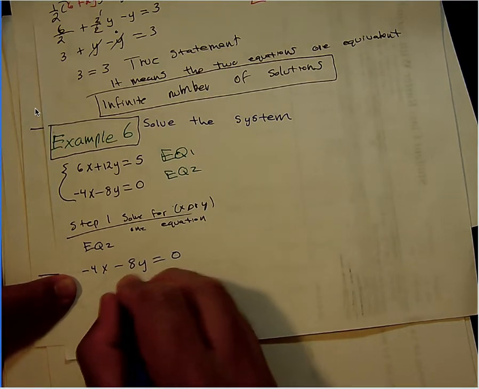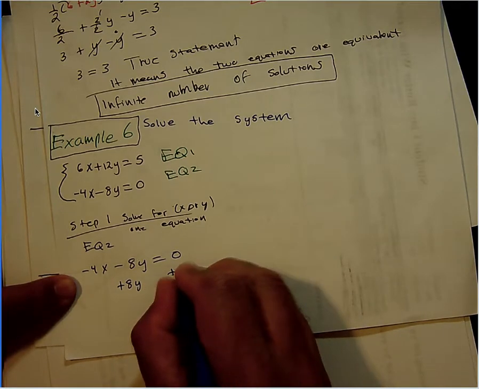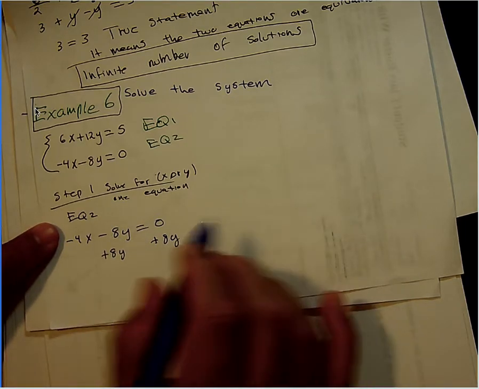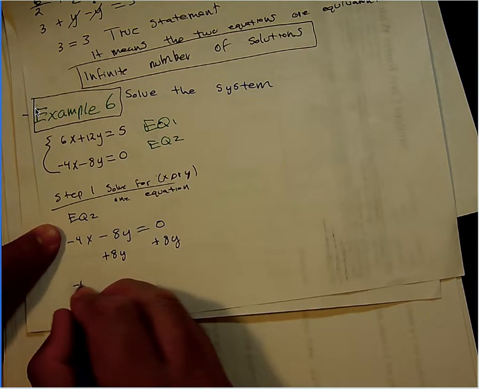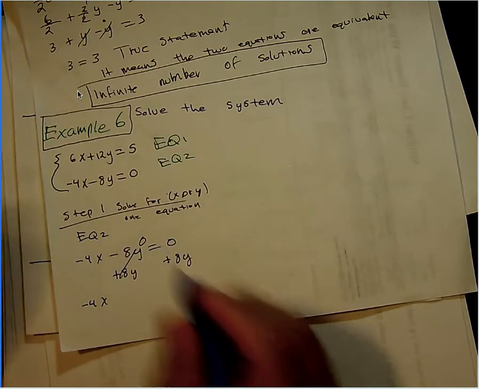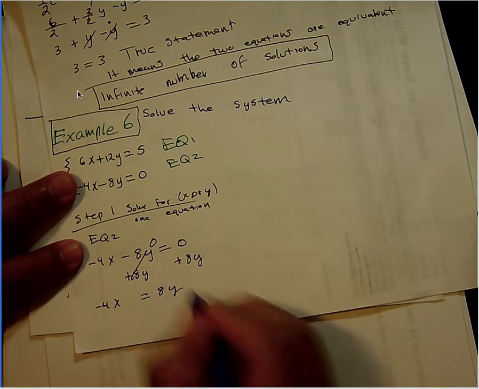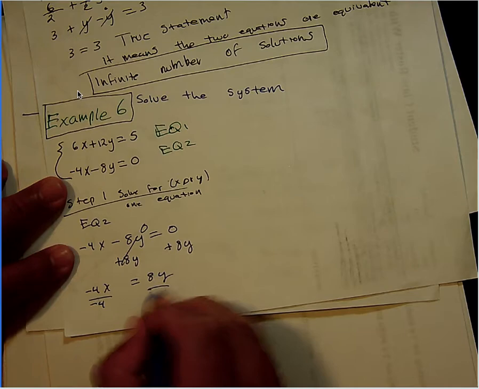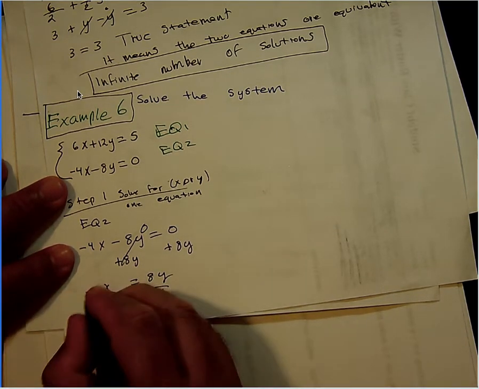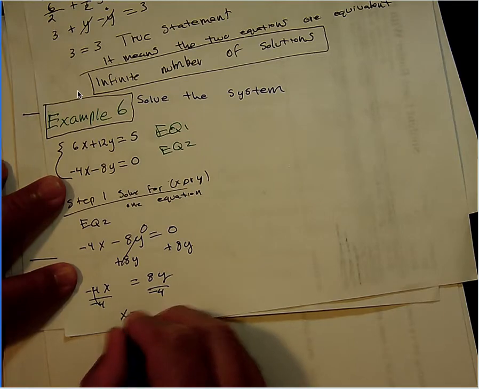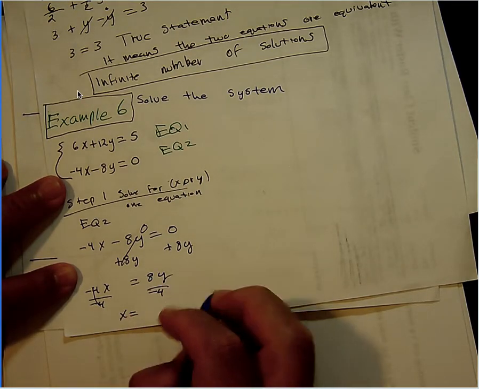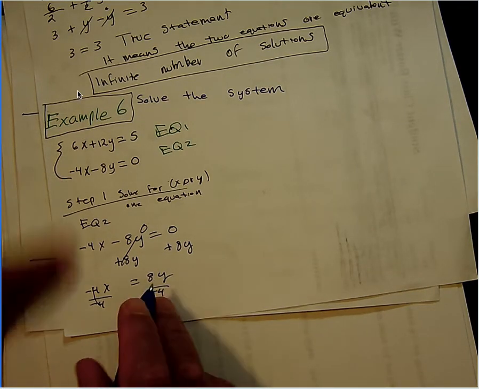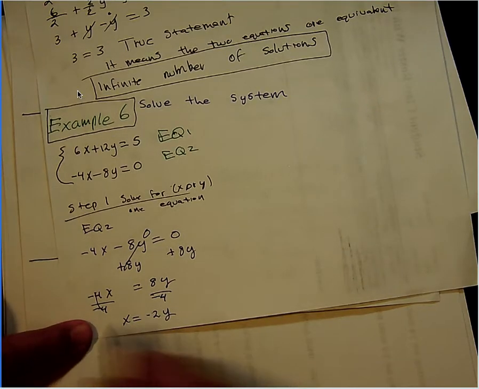So 8y. Again, you can choose to solve for x and bring it over and then divide by 8, but I'm going to do the other way. So negative 4x, so that becomes 0. 8y. So you divide by 4, and you could solve it the other way, but I don't want fractions. So that would be negative 2y. So I solved this equation 2 for x, and that's what I get.